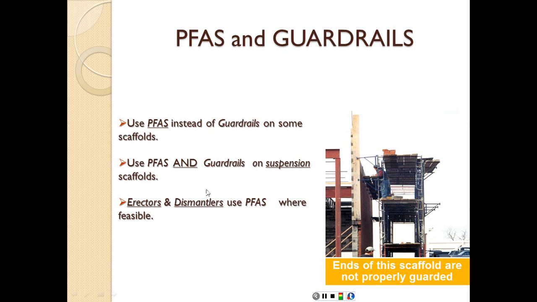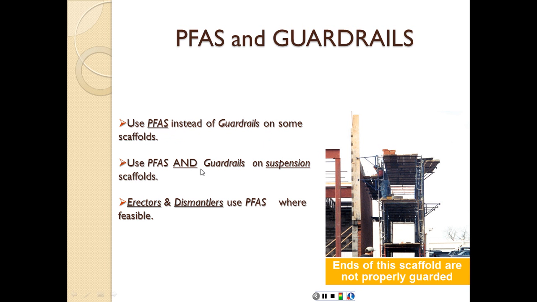Use PFAS instead of guardrails on some scaffolds, because again, if the worker needs to work close to the building, here you can see the distance between the worker, the employee, and the facade of the building, that should not exceed, as we agreed before, anywhere between 14 to 18 inches. So you can use PFAS instead of guardrails on some scaffolds.